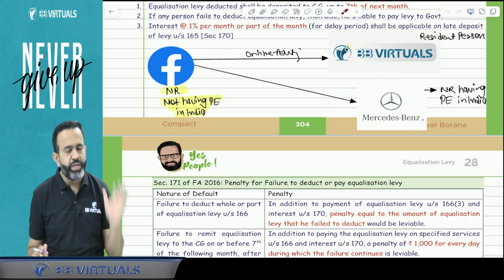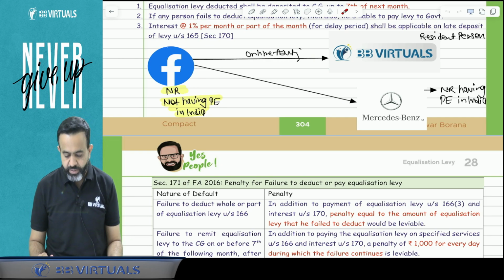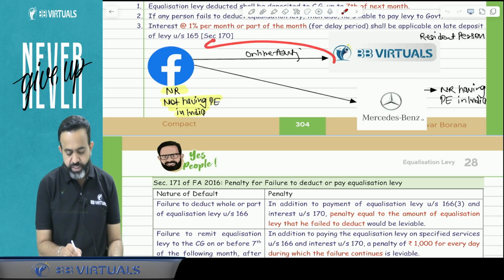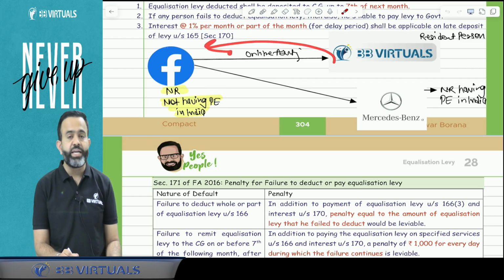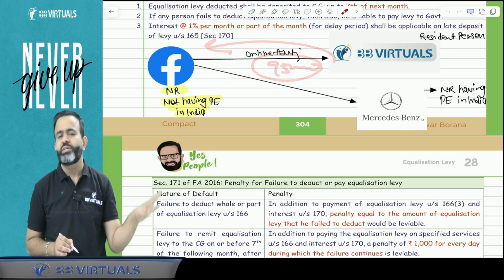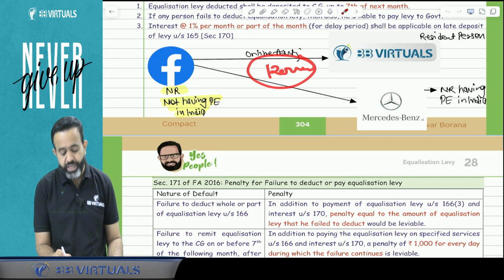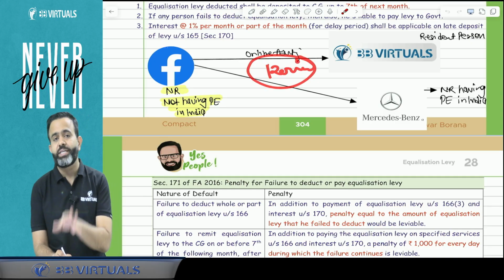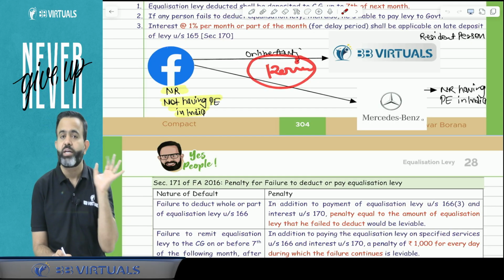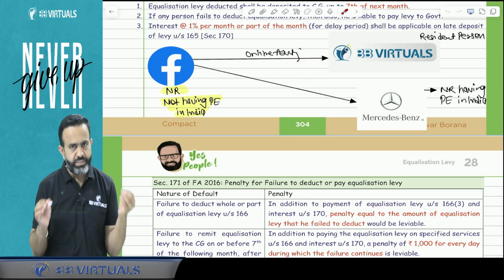So if it is up to 1 lakh rupees per annum, then this section, the equalization levy, is not applicable. Suppose, for example, BB Virtual did online advertisement on Facebook, and in a year we are paying only 95,000 to Facebook, then equalization levy is not applicable. But suppose we are paying 1,20,000 to Facebook, then equalization levy is applicable on the total 1,20,000. So on the total 1,20,000, 6% equalization levy is applicable.